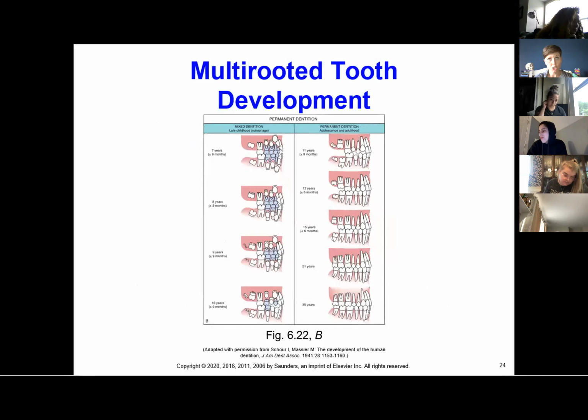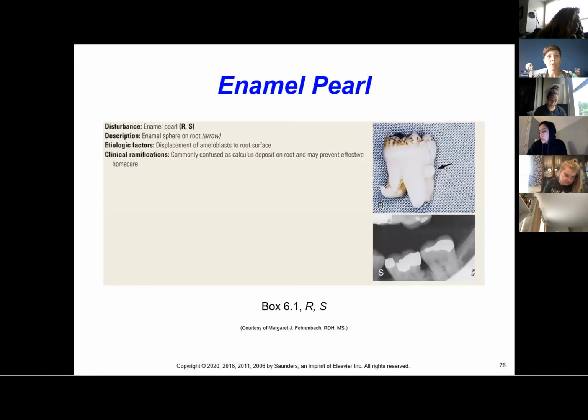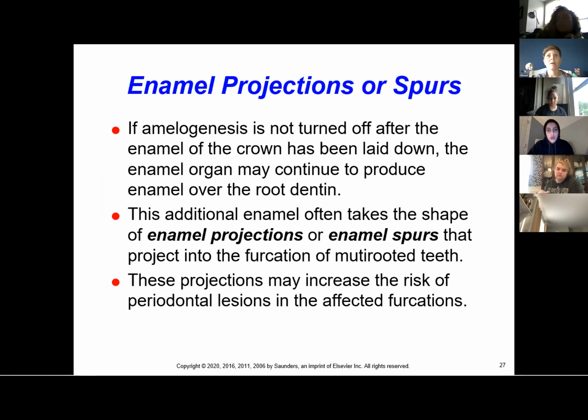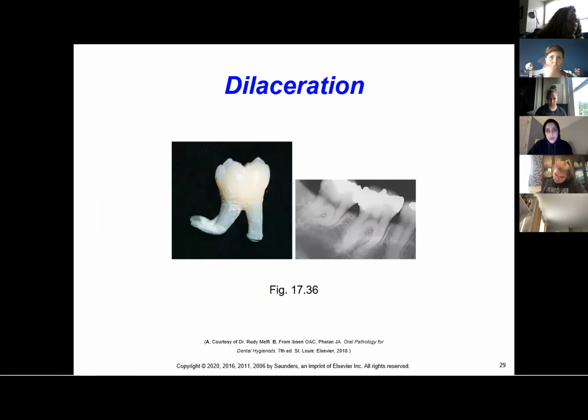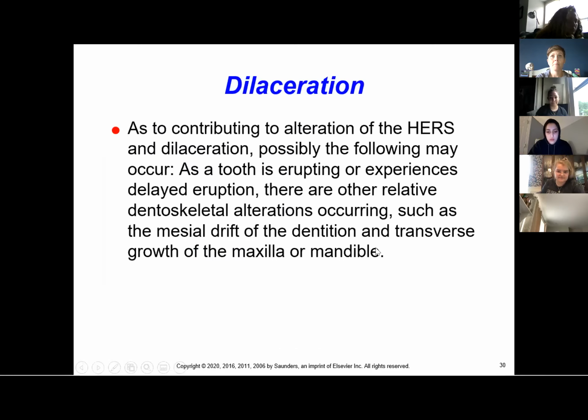Your enamel pearl, that's where a piece of enamel kind of gets lodged into your cementum. Dilaceration is just a bend in the root. These are some pretty cool ones. This one's really out to have a good time. That one. These are just happy.